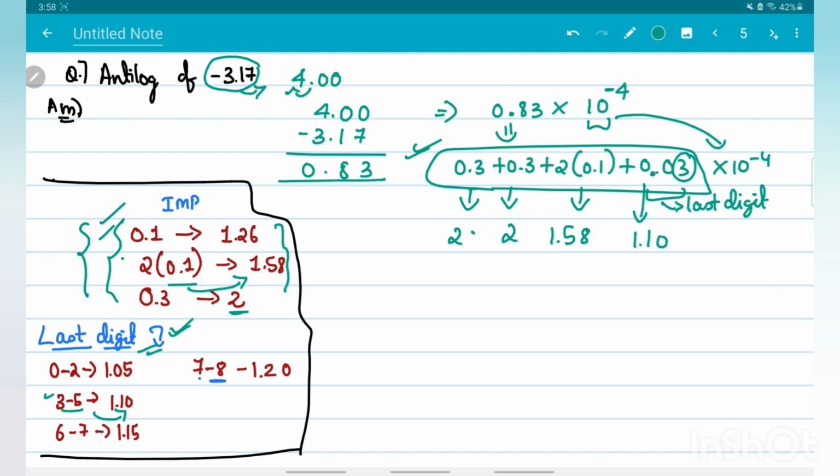Now we are going to multiply all of them, and we will bring our 10 to the power minus 4 in the bottom. Now by multiplying all these three, we get the answer as 6.952 into 10 to the power minus 4. So this is our final value. So we get an approximate value after solving it without using any kind of log table or calculator. So this is the value of antilog of minus 3.17.